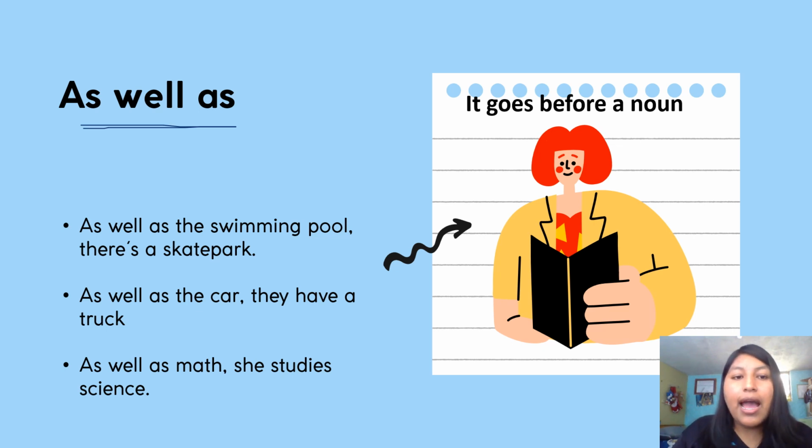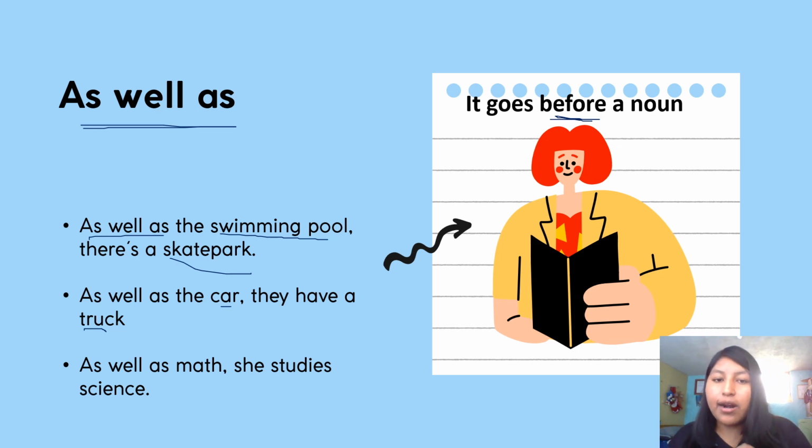So you say, and it is used at the beginning, or goes before a noun, antes de un noun. So, as well as the swimming pool, it's a noun, there's a skate park. Can you see? It's like además, as well as. Además de la swimming pool, there's a skate park. As well as the car, they have a truck. Can you see? Además del carro, ellos tienen un truck.